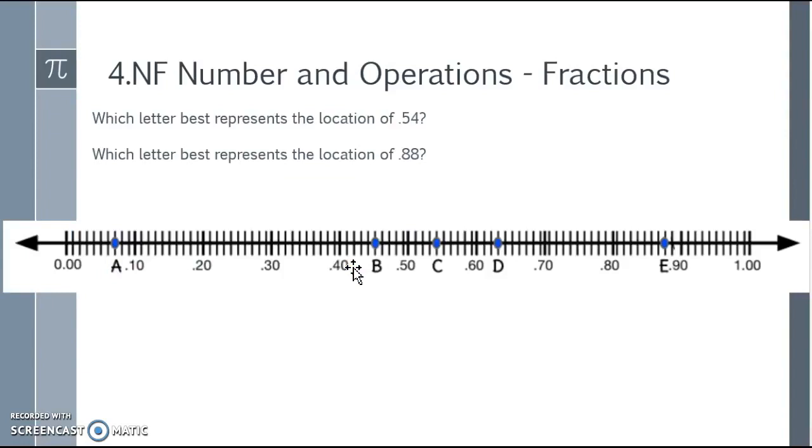Which letter best represents the location of 54 hundredths? Well, I can look at 5 tenths here, or 50 hundredths, and count 4 more, 1, 2, 3, 4. So it appears that C would be the best letter. What about 88 hundredths? So looking at my number line, I first want to tackle and say that this is 80 hundredths, or 8 tenths, and count over 8 hundredths more to get to letter E.